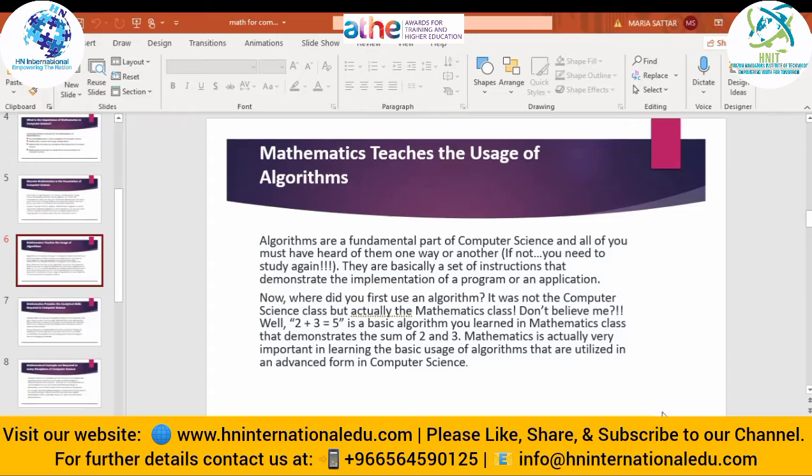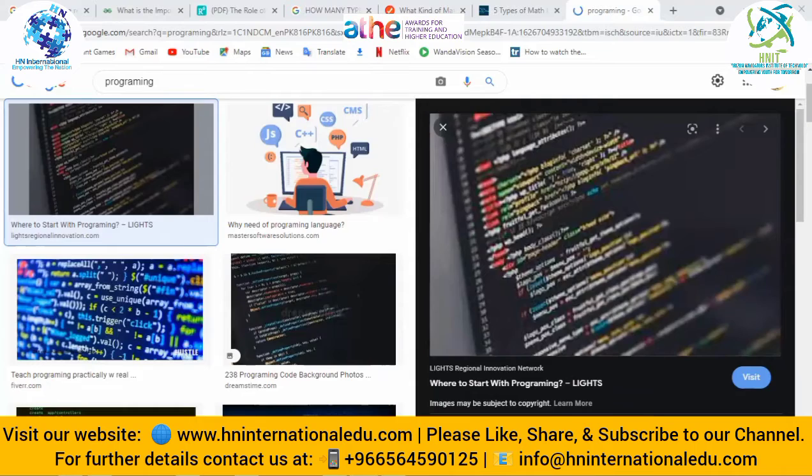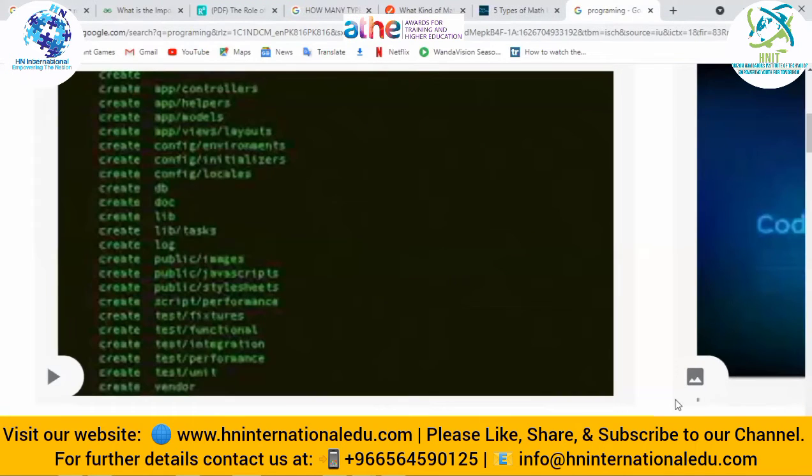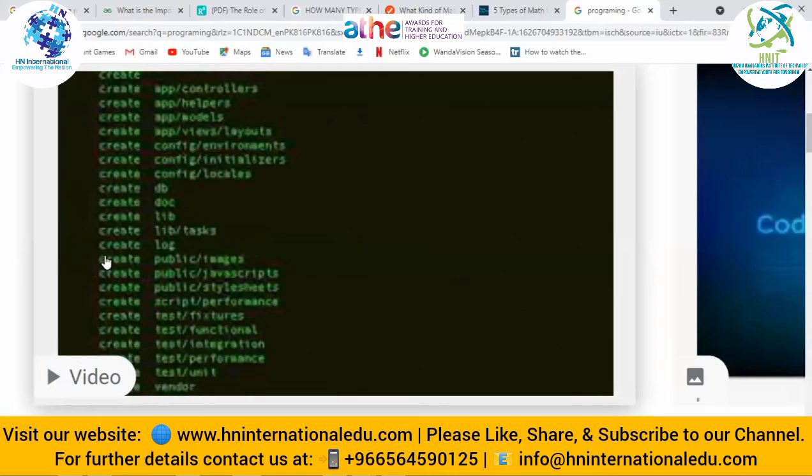Okay. So basically, they have algorithmic programs in which they develop a set of instructions, right? Programming is basically a set of instructions. For example, if I Google something, you can see here what I'm showing you, right? These are a set of programming lines. These are the programming codes, right?